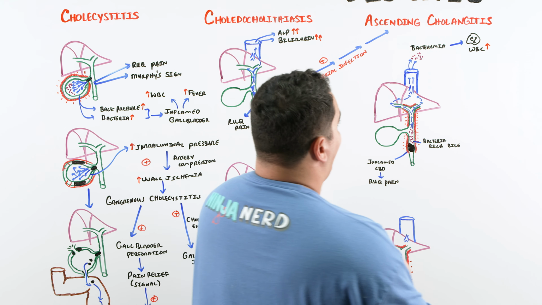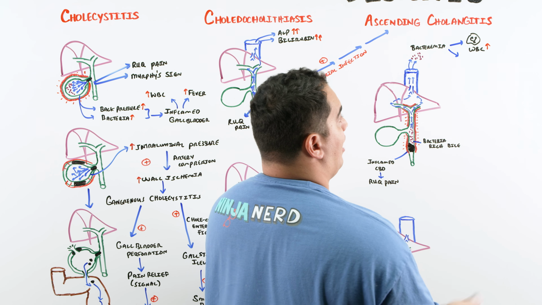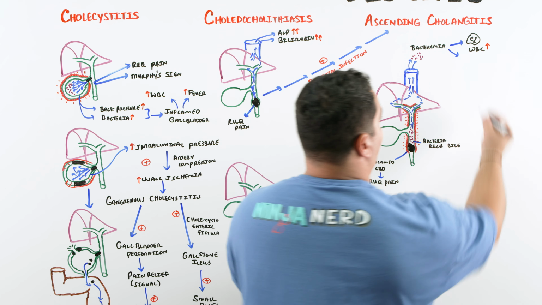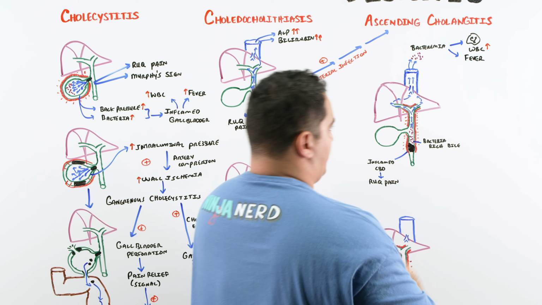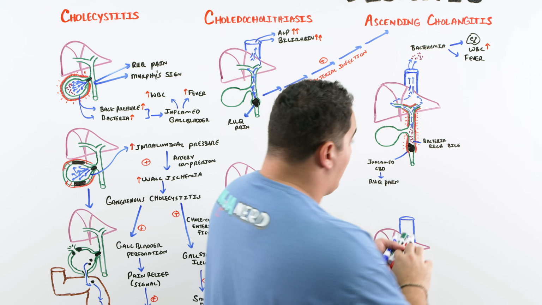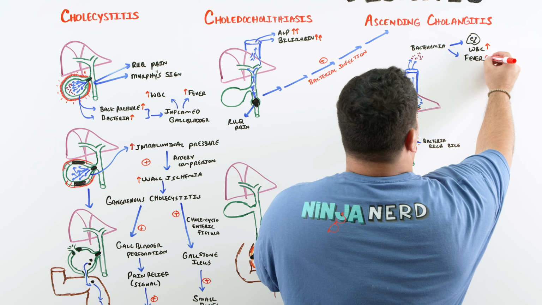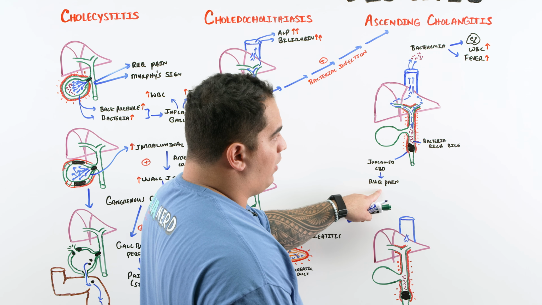Second thing is it's going to stimulate cytokines, which will then cause your hypothalamus to crank up your body temperature. And so you may have a fever, which is, again, greater than 38 degrees Celsius or greater than 100.4 degrees Fahrenheit. So you may have a high fever and white blood cell count. You may also have right upper quadrant abdominal pain.